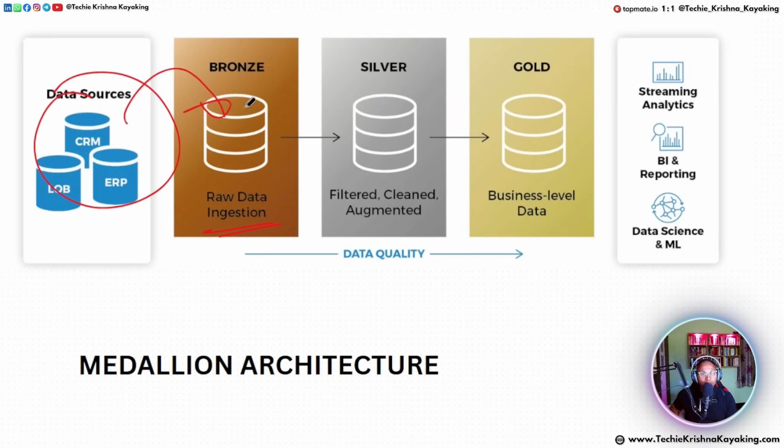And the moment the data comes in the bronze layer, then we do the filter, cleansing, and augmentation. We do all the filtering, all the cleaning, whatever is required. There might be certain set practices that we have to follow to clean the data. We have to get rid of all the junk values, all the corrupt data, something like this. And then we maintain uniformity.